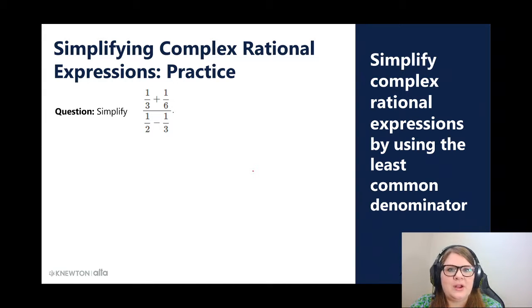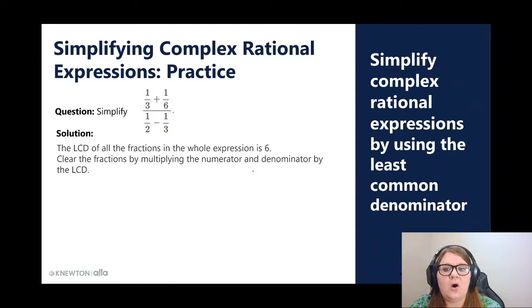So in this case, 1/3 plus 1/6 over 1/2 minus 1/3. We want to look at all of the denominators. So that's 3, 6, 2, and then 3 is repeated. What is the LCD of 3, 6, and 2? Well, 6 is the smallest value that all of those go into. So the LCD is 6.